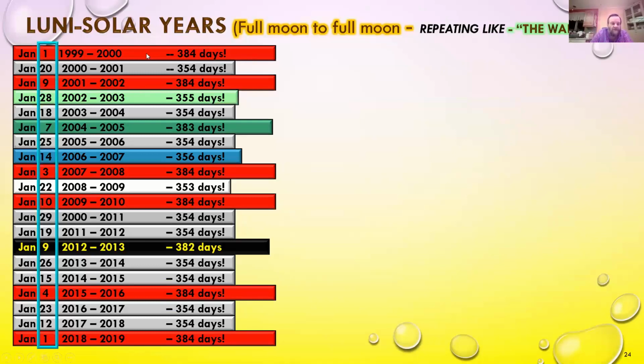Full moon on January to full moon on January, there is 384 days. This one, there is 354 days. Next one, 384, 355, 354, 383. A huge variance. Remember, what we're looking at is, does the lunar year repeat in exact pattern of itself? Does it repeat after its own kind?